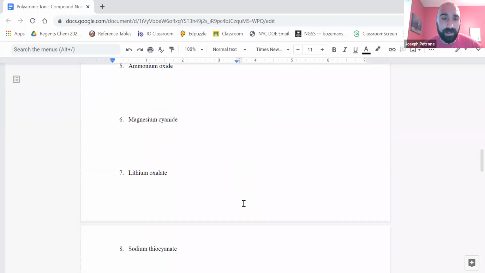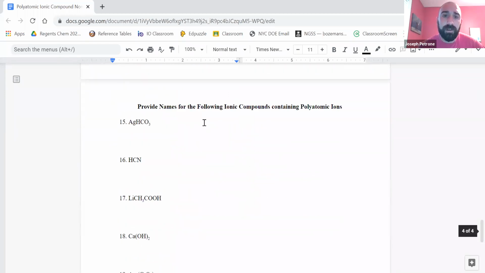Along with that, this page here is asking you to determine the names from the formulas. So it's a very straightforward process, very similar to how we determine the names from formulas of regular ionic compounds. So just use your Table E to appropriately identify the correct polyatomic ion and use that in the naming structure.